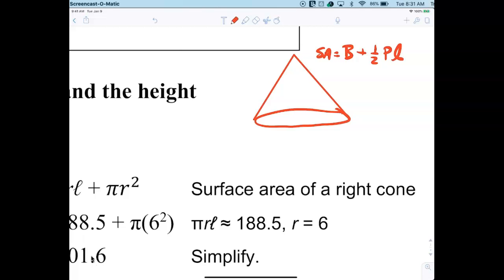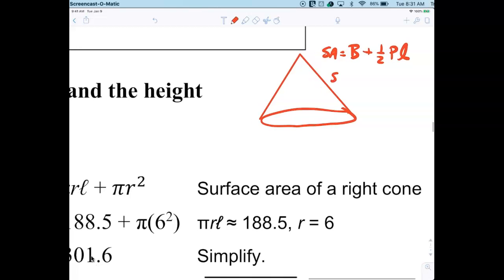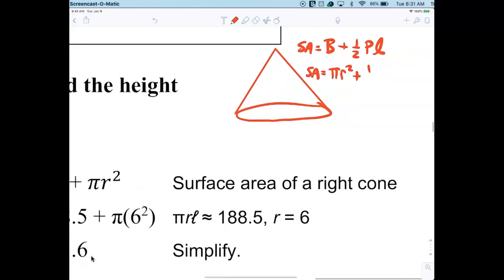So if I want to convert this over to a formula for a cone, what's the base? Come on, guys, what's the base? Okay, it's a circle, and the formula for area of a circle is pi r squared. So the surface area is pi r squared plus 1/2. Now, what's the perimeter of a circle called? Circumference. Come on, everybody should be right on that.